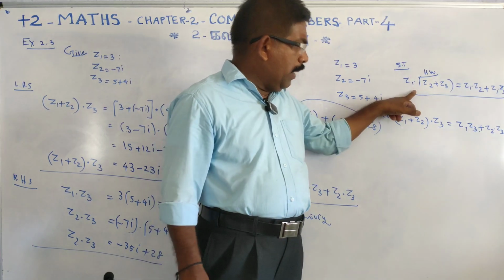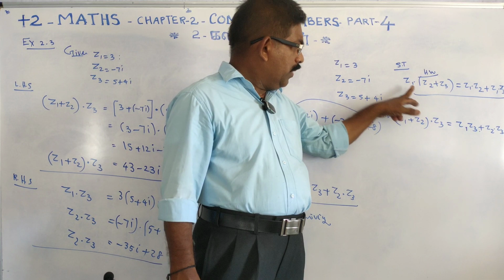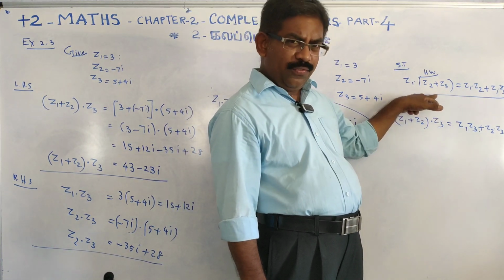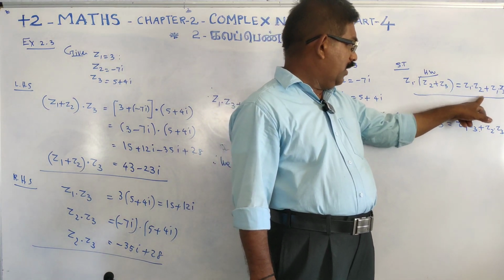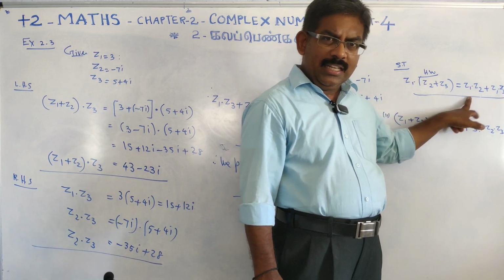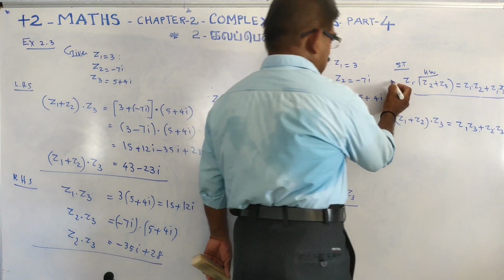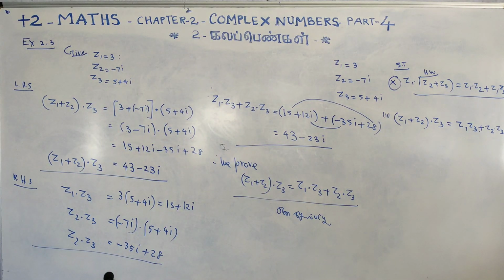Can you do the first question as homework? How can we do it? Z1 into (Z2 plus Z3). This is left hand side. You find the left hand side first. Then find Z1 into Z2, then you find Z1 into Z3. Adding the two results, you get the same result. Okay? This one is homework. Okay students?